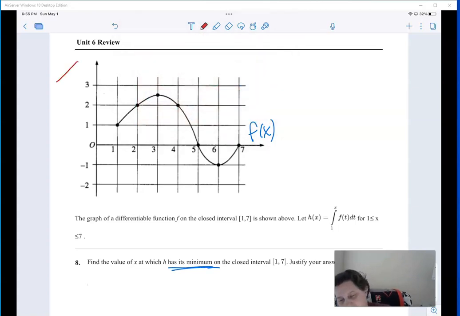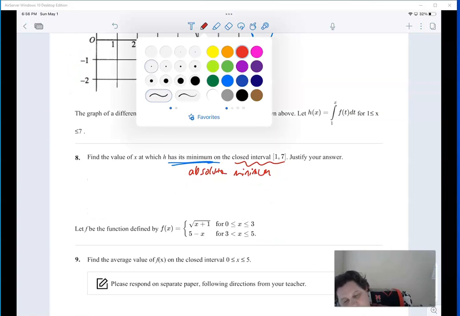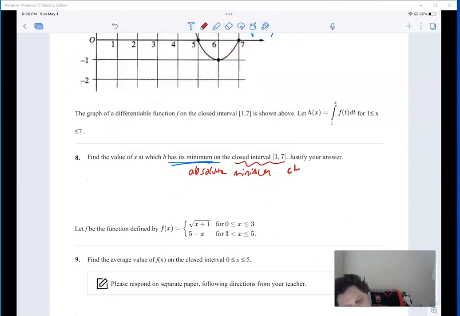Guys, this is something I want to go over that I feel like we haven't gone over enough. The fact is h has its minimum. If it's on a closed interval, we're actually talking about the absolute minimum. And what I want you guys to remember about absolute minimum is that you have to check endpoints. In this case, here are my endpoints right here, yeah? 1 and 7. And then I need to check critical points.